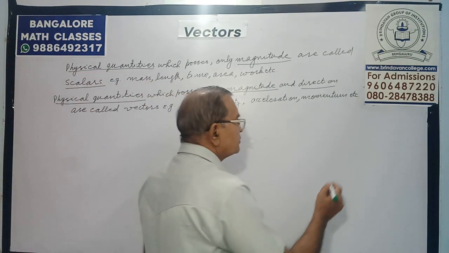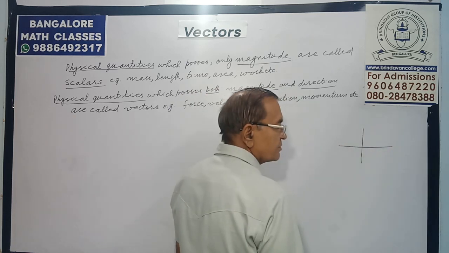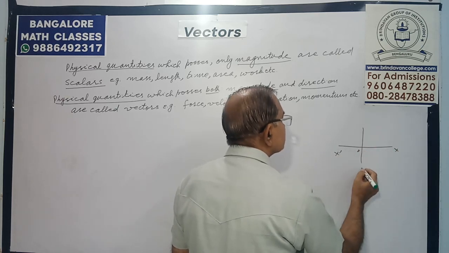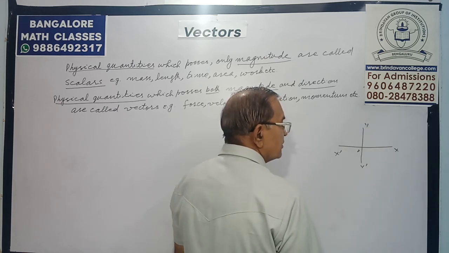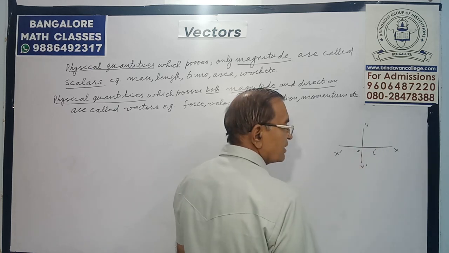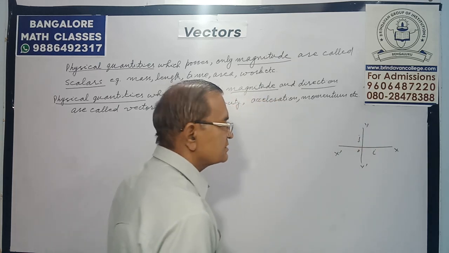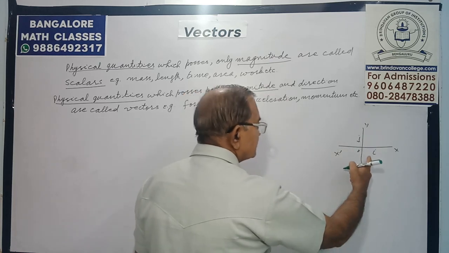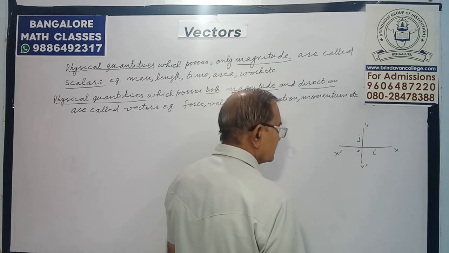We have two-dimensional geometry, which you are doing in 10th standard. That is O, X, X dash, Y dash. In vectors, we take i, a unit vector along the x-axis, and j, a unit vector along the y-axis.